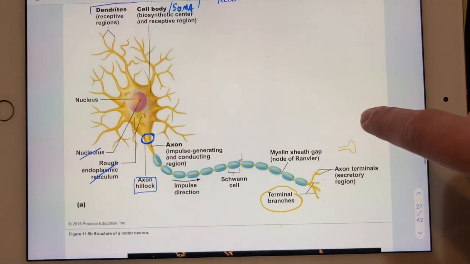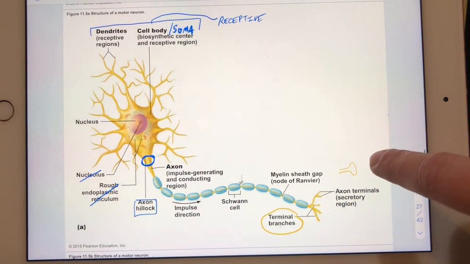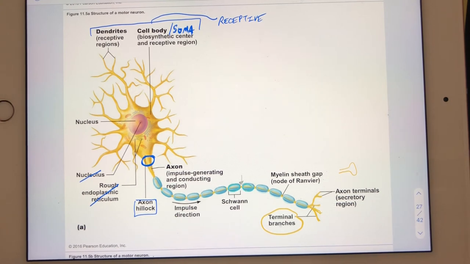And also, the illustrator has labeled for us Schwann cells. Right? Schwann cells. How many myelin sheaths are shown? Very good. Just one. These many Schwann cells constitute one myelin sheath.